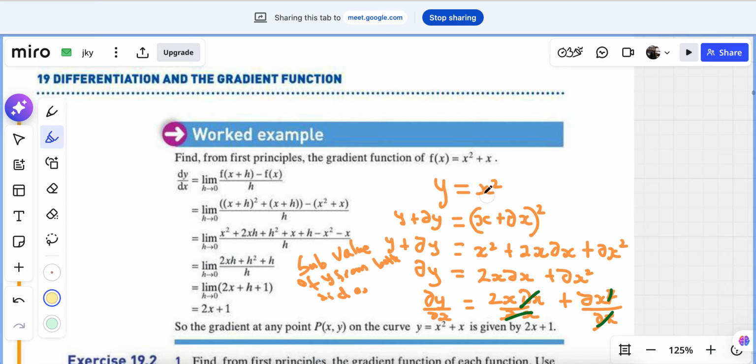Only in rare cases do they ask you in the exam to differentiate from first principle. They will just ask you to differentiate. Okay, then you do the short way. But if they say differentiate from first principle, we have to follow this way.